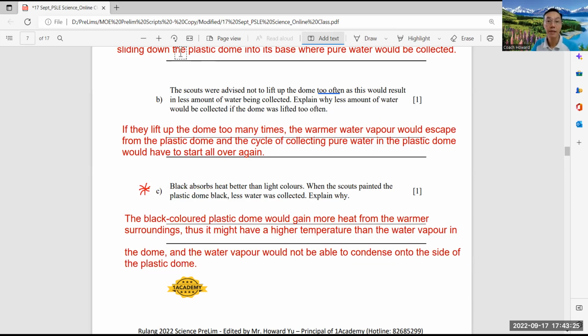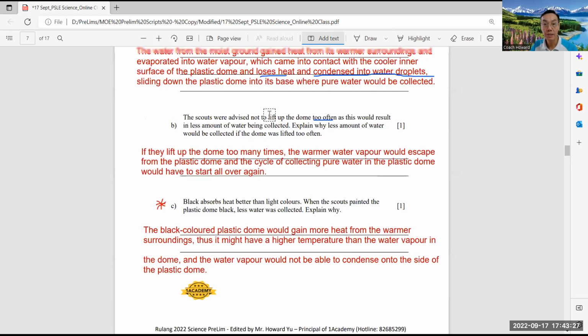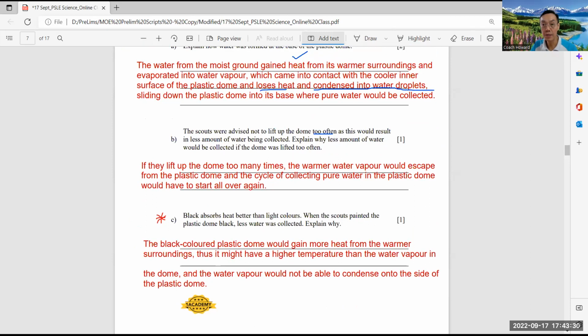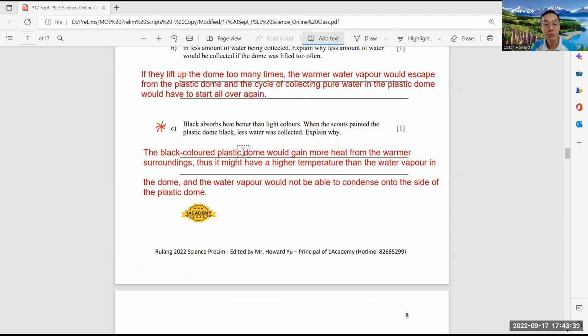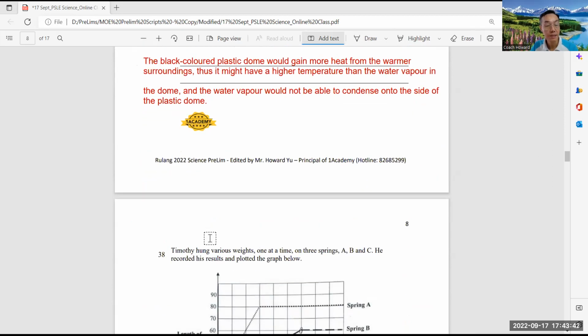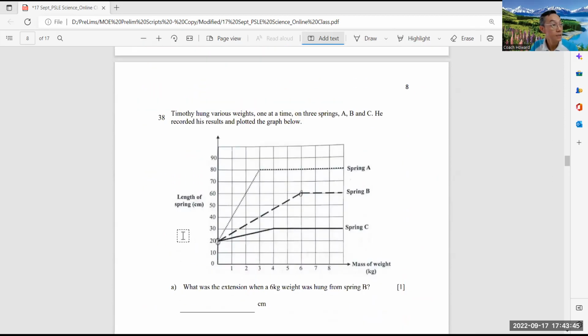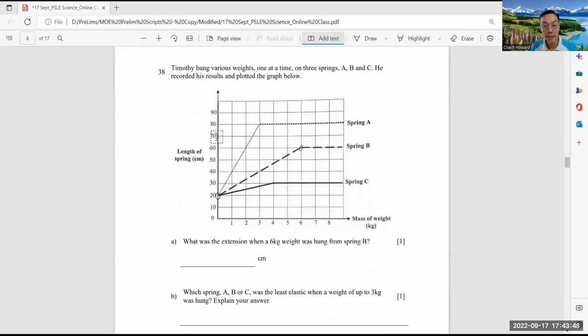Okay, this part. So what I do is I will screenshot the answers and send to you shortly when I do the pause recording. Okay, so this question is actually taken from this school, RuLang. Okay, question 38. Just to check, does your paper have this graph? Because some people told me they don't have this graph. So if you don't have this graph, I will screenshot and send to you, which I'm going to send now on this question. Okay, this graph, question 38.